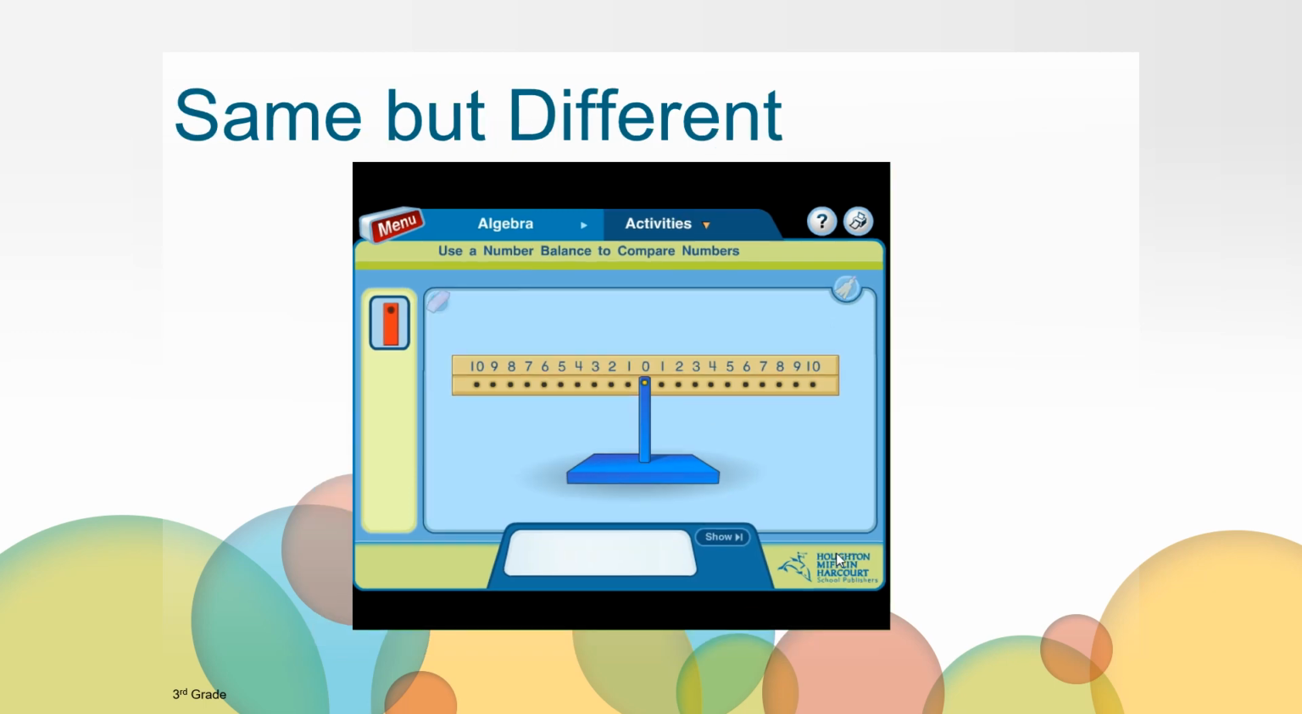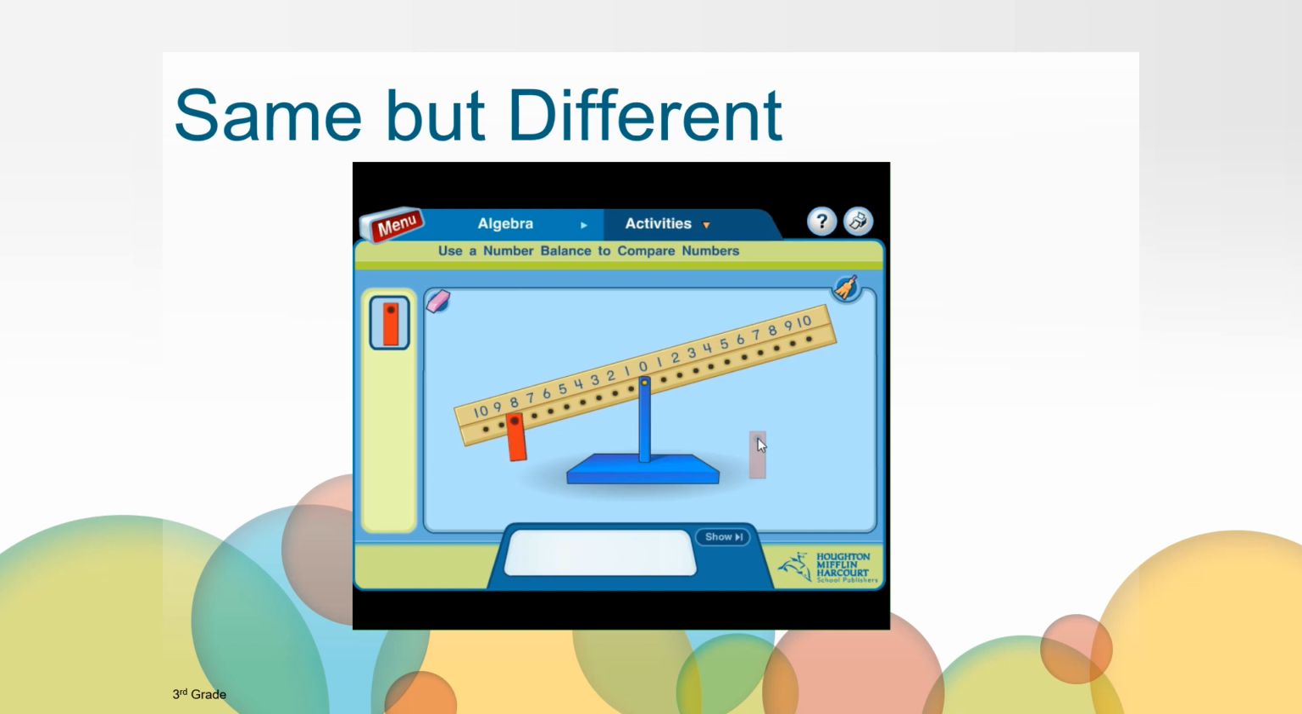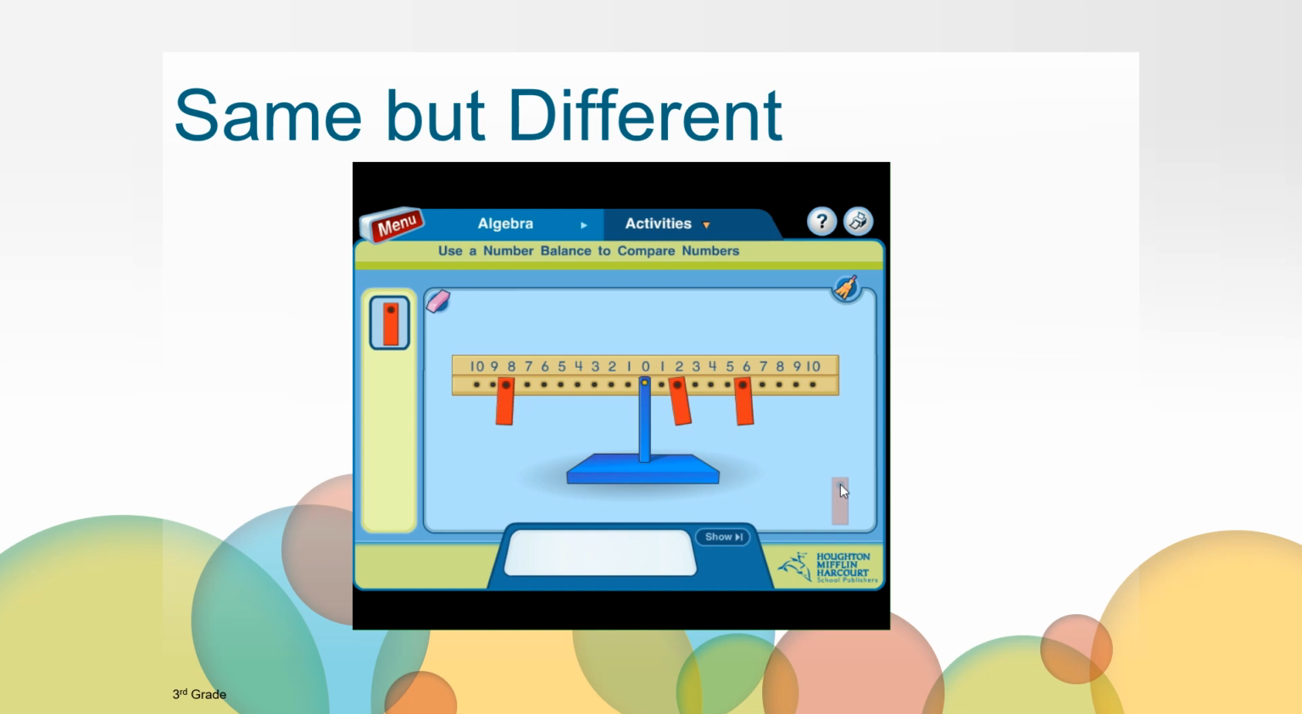Think back to our same but different activity. I want to make my scale the same but different. I want it to be the same and balanced on both sides, but I want to use different ways to show that both sides are balanced or the same or equal. If I put 8 on the left side, what could go on the right side? You can think about what numbers go together to make 8. You could show 2 and 6 make 8. These are balanced or the same.